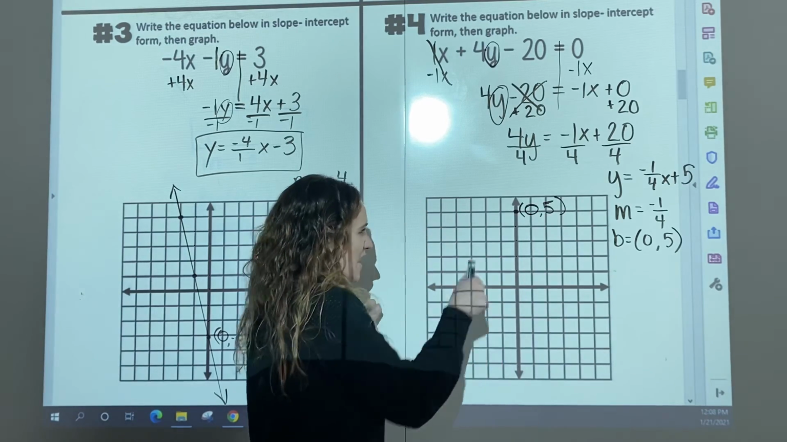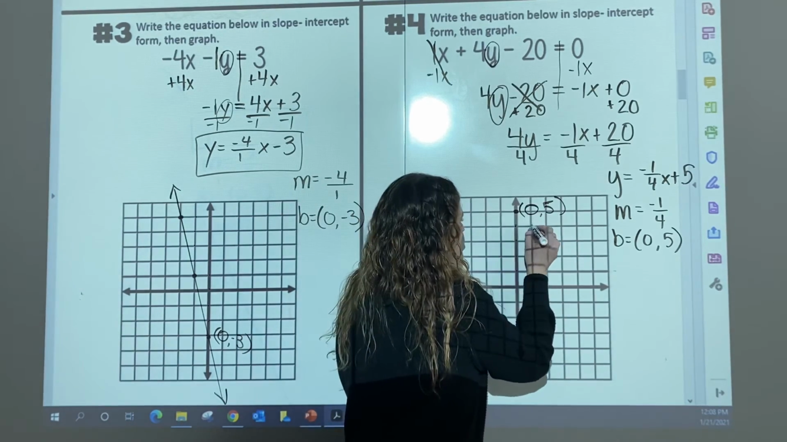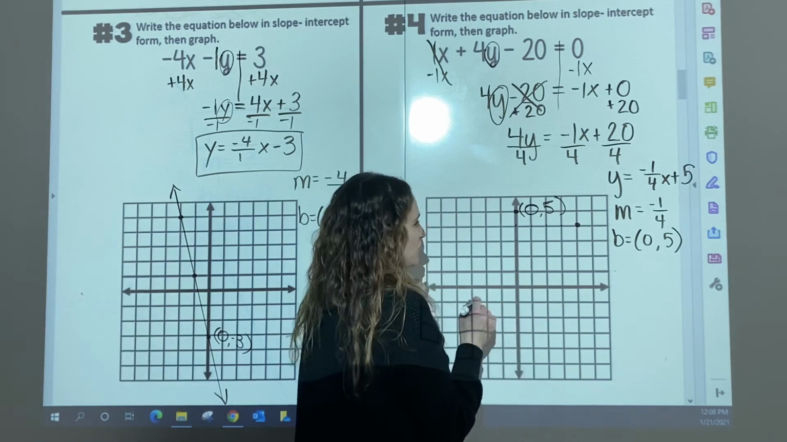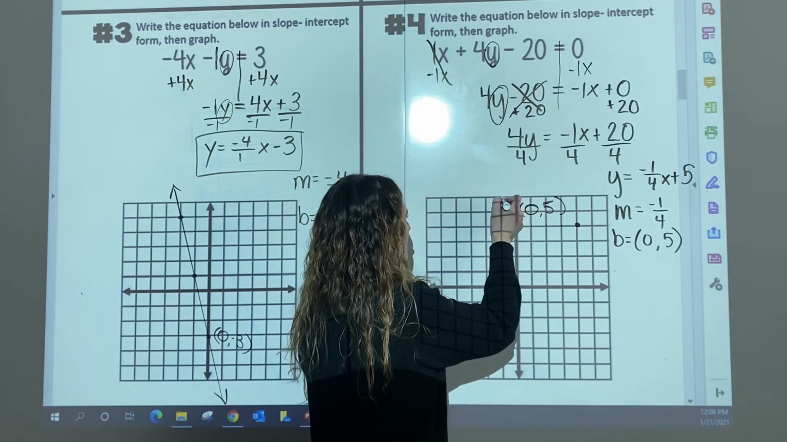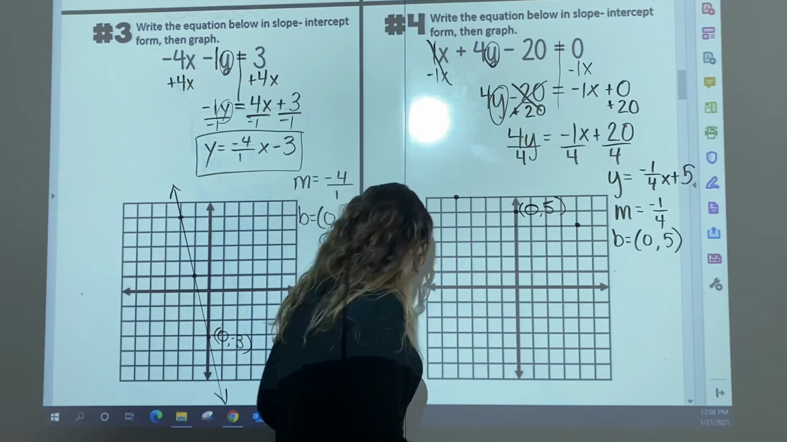Next, I'm going to go down 1 to the right 4. And I can do it one more time if I go up 1 to the left 4. And draw your line.